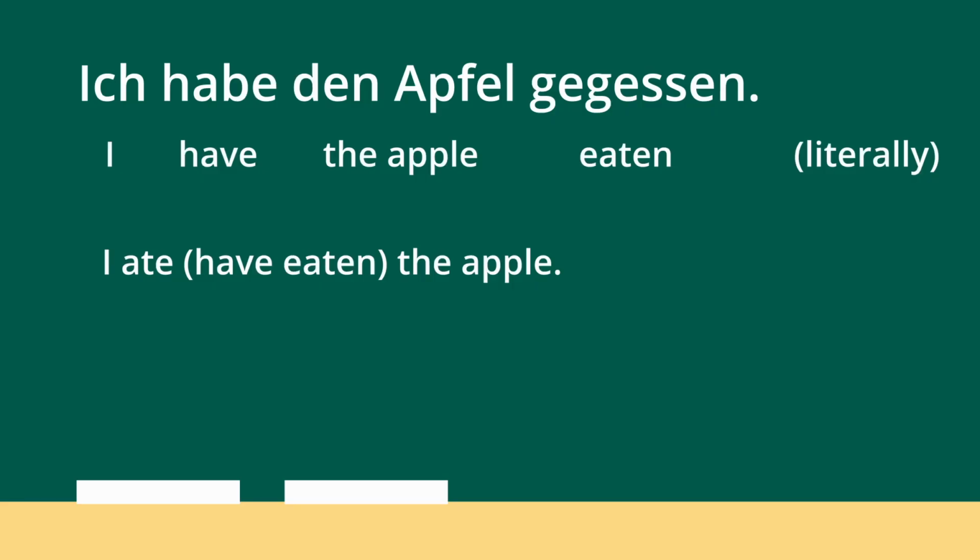So it's not like in English, I have eaten, but it would be ich habe, and then comes the accusative, einen Apfel or den Apfel, and then the last part of the verb, gegessen. So literally it would translate to, I have the apple eaten. Pretty unusual.